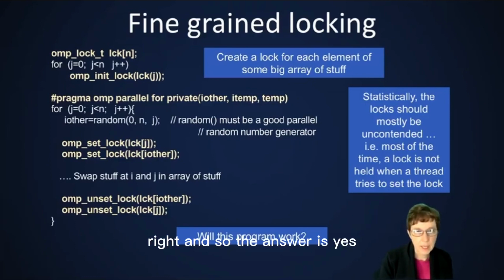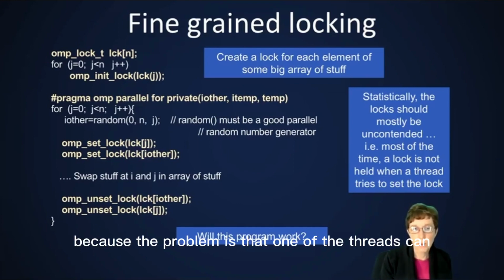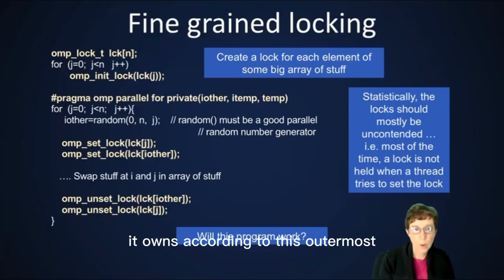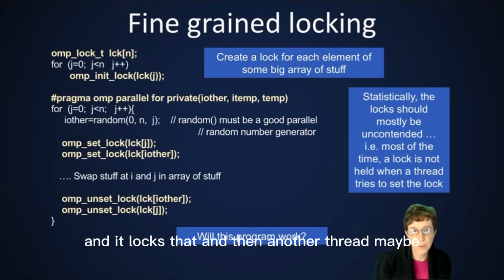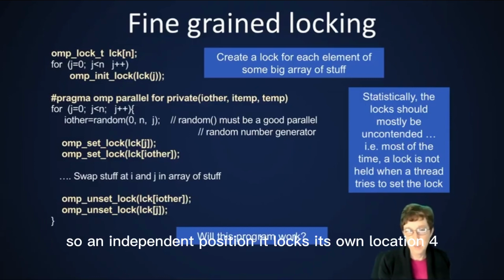Right, and so the answer is yes, this program can deadlock because you're acquiring two locks. Anytime you're acquiring more than one lock at a time, you need to think about deadlock, because one of the threads can be going through, and, for example, according to this outermost parallel for loop, it owns, say, index 3, and it locks that. And then another thread maybe is executing at index 4, so an independent position, it locks its own location 4, and that's fine.